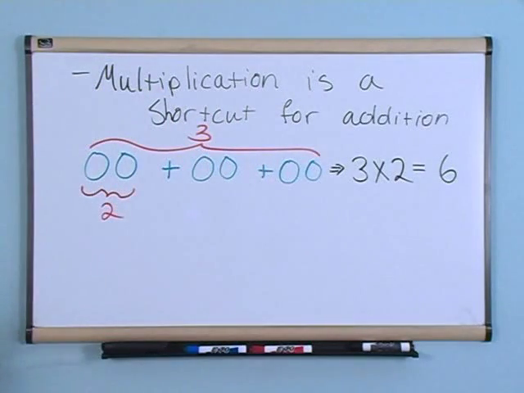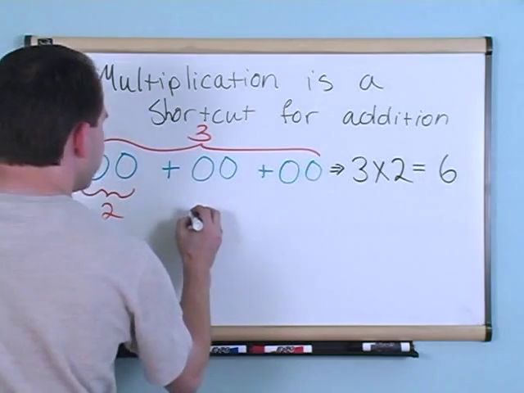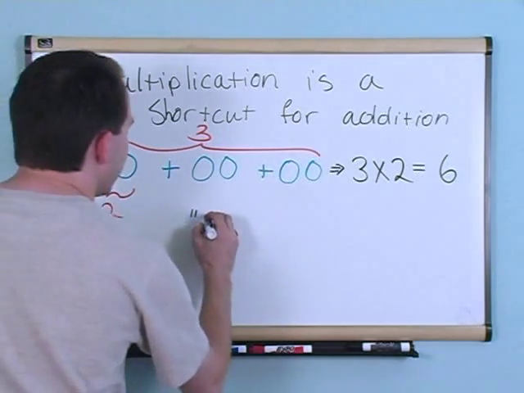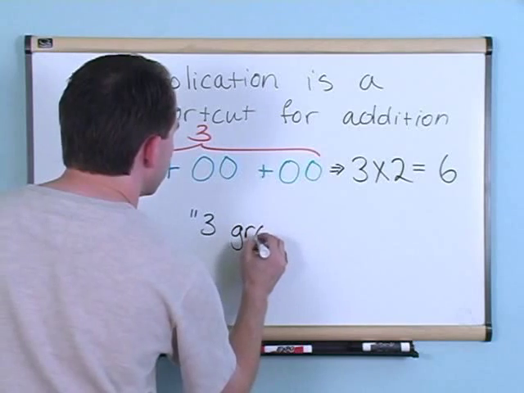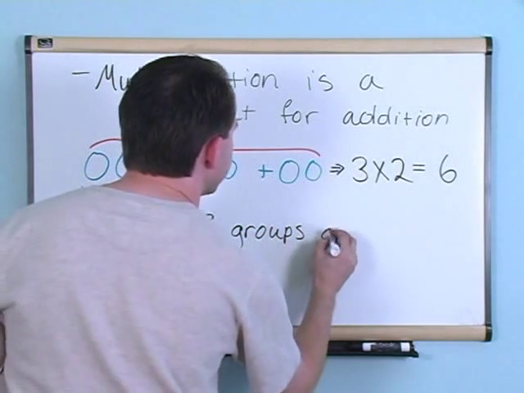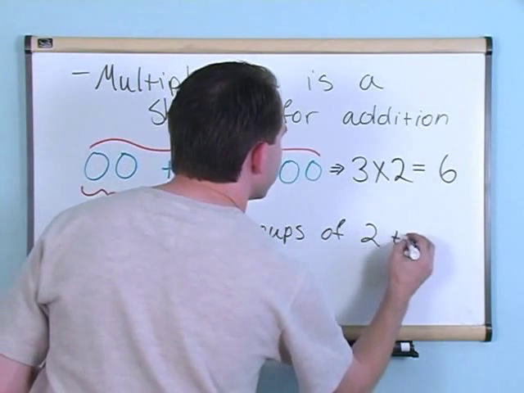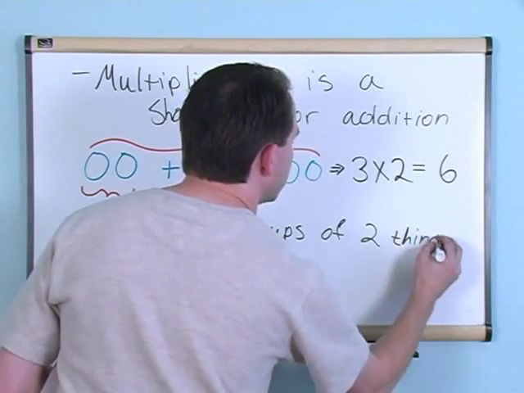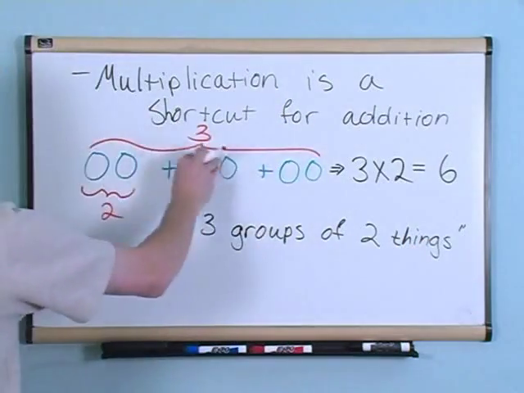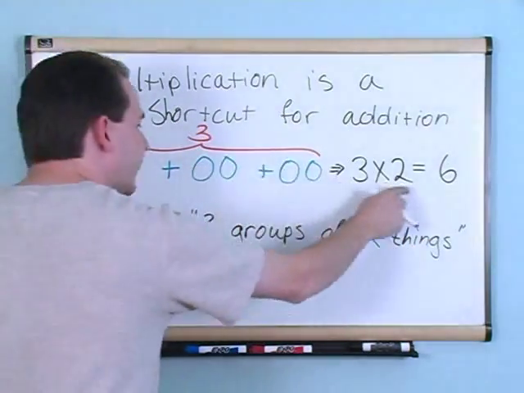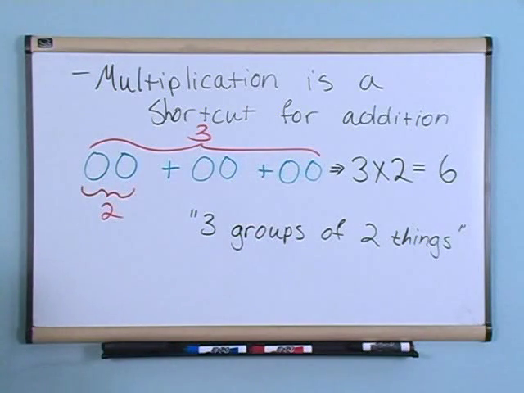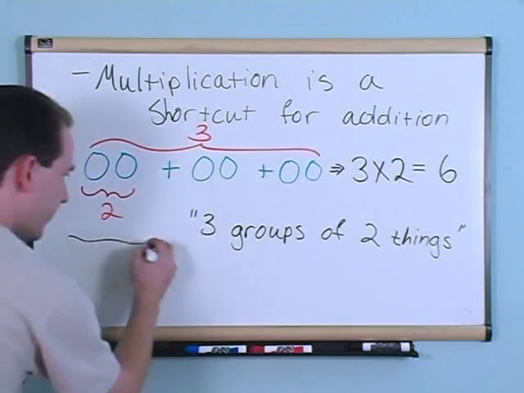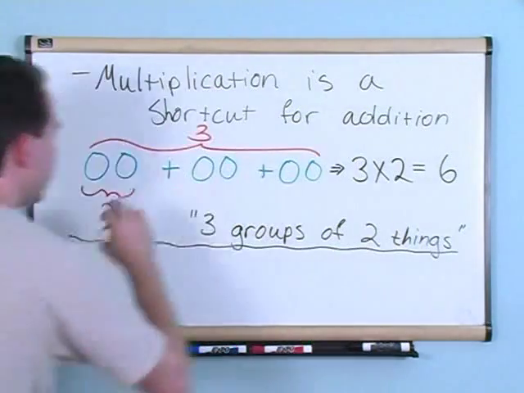So what I'm going to do to drill this in a little bit, what this means is this is 3 groups of 2 things, okay? 3 groups of 2 things, and that's why it's 3 times 2, okay? Now let me show you one more thing under here. I'm going to leave all this on the board, let me show you one more thing.